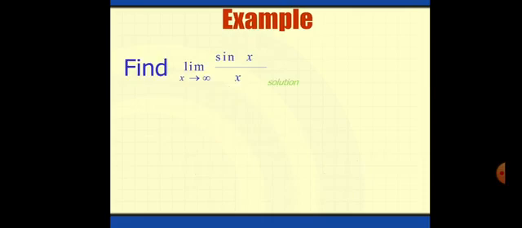Find the limit of sine x over x when x approaches infinity. If you use the direct substitution here, you will get sine infinity over infinity. It doesn't make any sense. So you have to use the sandwich theorem. You know that sine x has minimum value negative 1 and maximum value 1. But we wanted to find sine x over x, so you have to divide each term by x.